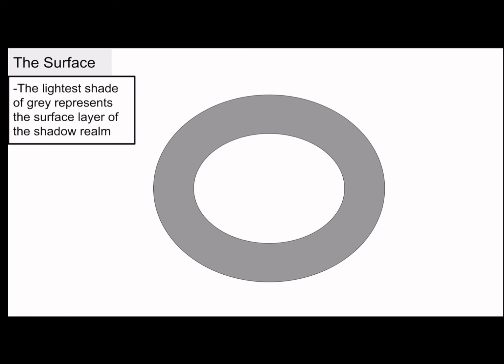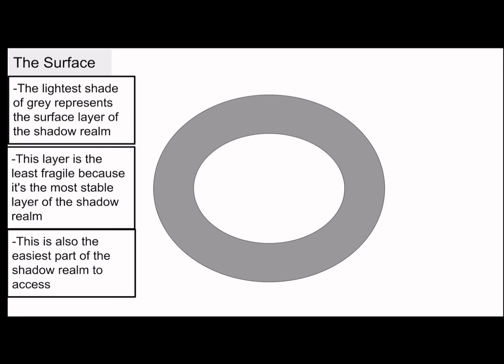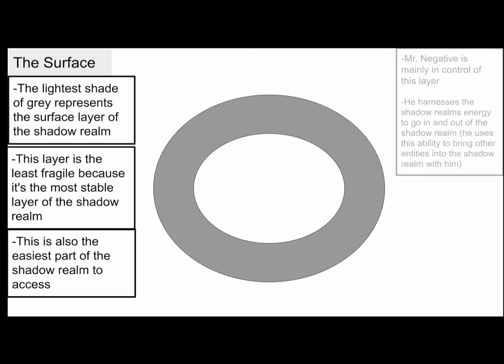First, we have this light gray, which represents the surface of the shadow realm. This layer is the least fragile because it's the most stable layer of the shadow realm, and it is also the easiest part of the shadow realm to access. Now, we believe that Mr. Negative is mainly in control of this layer. He harnesses the Shadow Realm's energy to go in and out of the Shadow Realm. He uses his ability to bring other entities with him into the Shadow Realm.